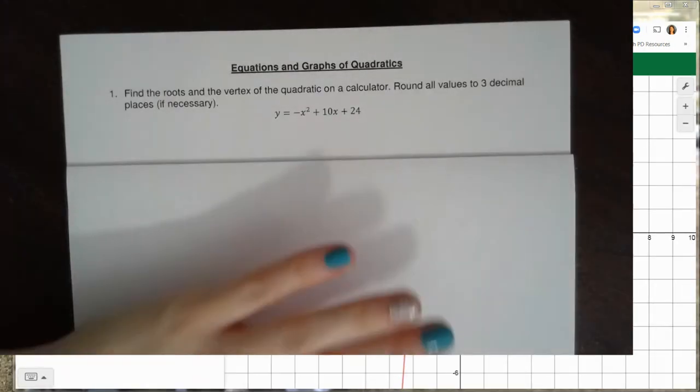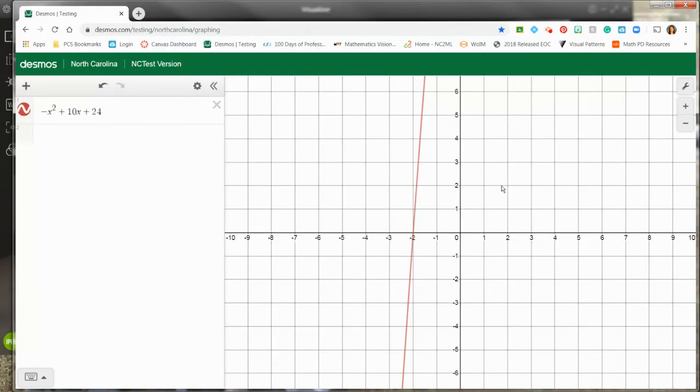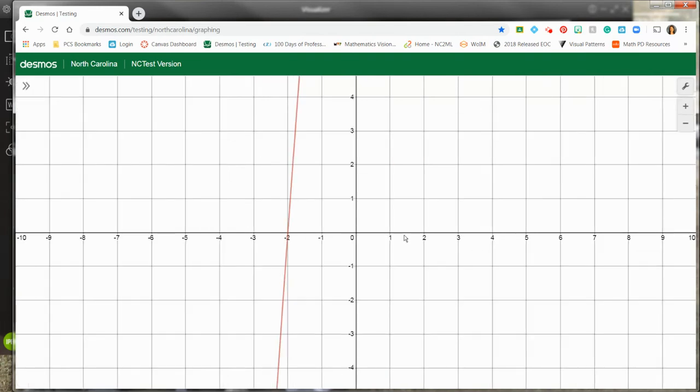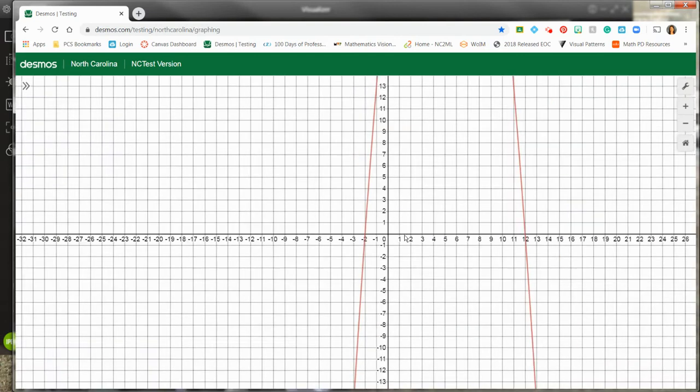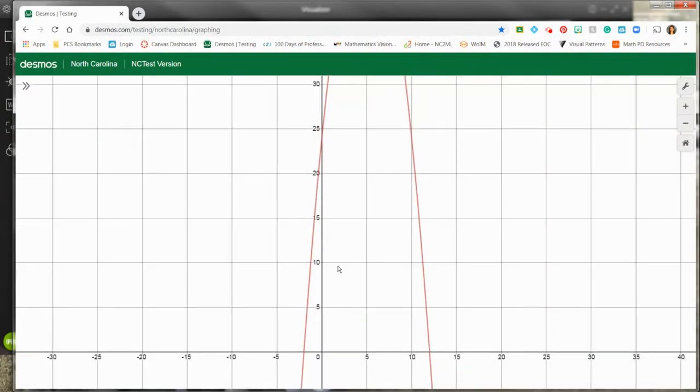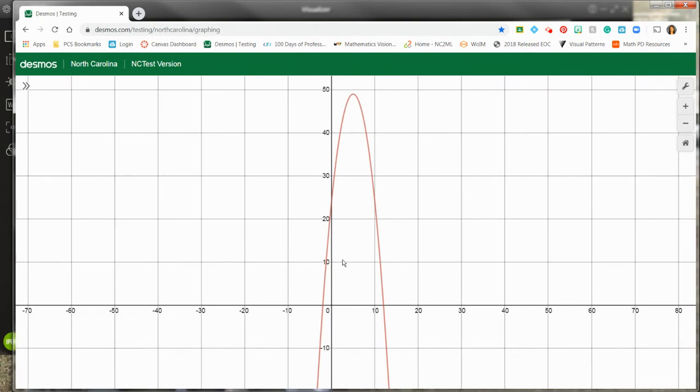So I already have this in Desmos, and I'm going to switch over to Desmos. You'll see I have my equation in here. I can't see everything I want to see just yet, so I'm going to use my mouse cursor and scroll out until I can see everything that I want. They want the vertex and they want the roots. So that means that I need to find this point right here. And if I click on my graph, you'll notice that the roots, the y-intercept, and the vertex have all come up. So the vertex would be (5, 49).